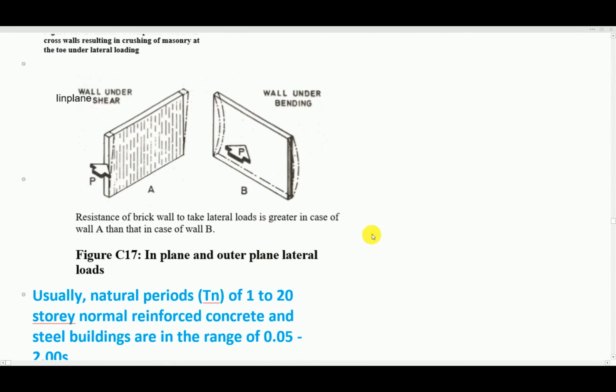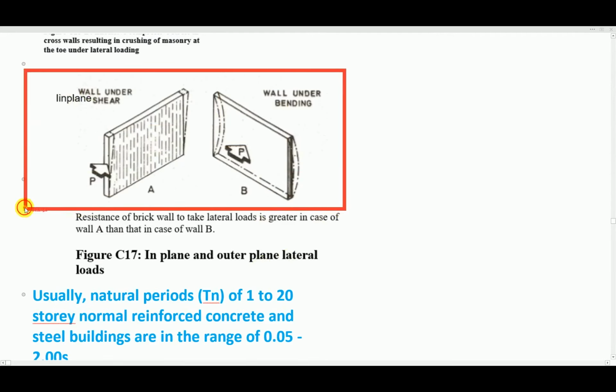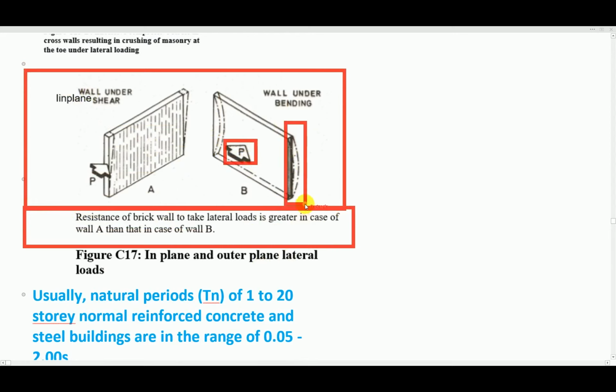So this type of in-plane shear has an effect on the brick wall, that is figure A. In figure B, the walls will deflect like a bending member. So resistance to lateral loads is greater in case of wall A. This will act like a shear wall for in-plane loads.